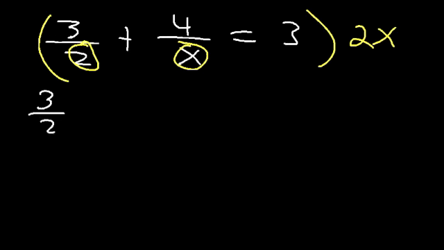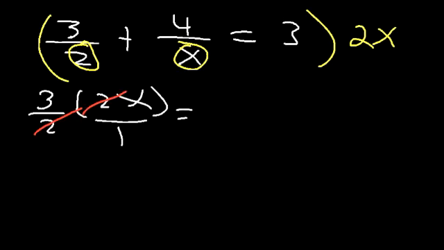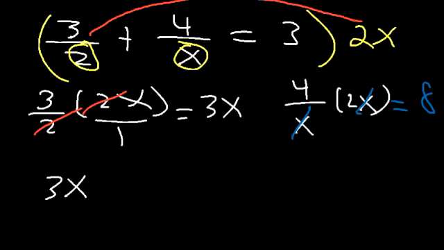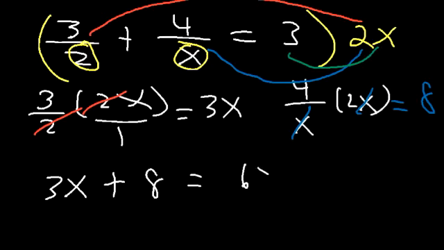So what's 3 over 2 times 2x, which is the same as 2x over 1? Notice that the 2's cancel, and what we have left over is 3 times x, which is 3x. And if we multiply 4 over x times 2x, the x's will cancel, and what's left over is 4 times 2, which is 8. And then finally, 2x times 3 is 6x.